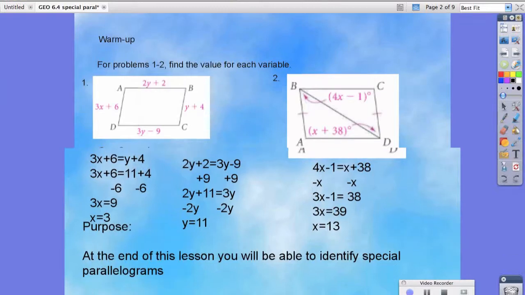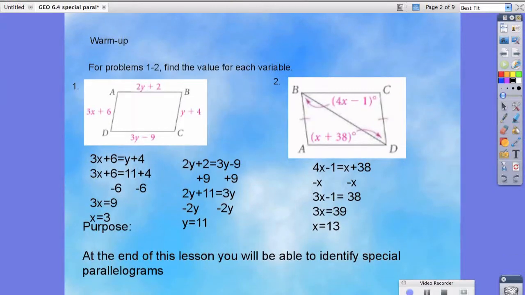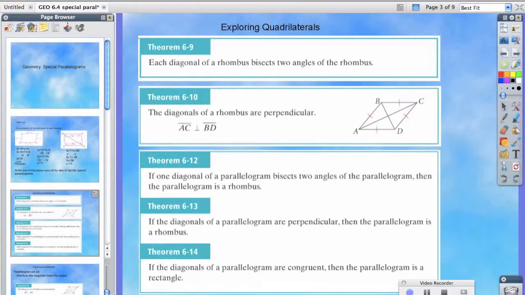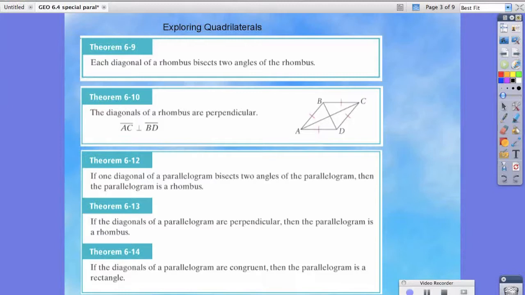So at the end of this lesson, you should be able to identify special parallelograms. So it's really important for you to write these 3 sets of notes, or these 5 theorems on your paper, and we're going to work on them together to re-explain them.